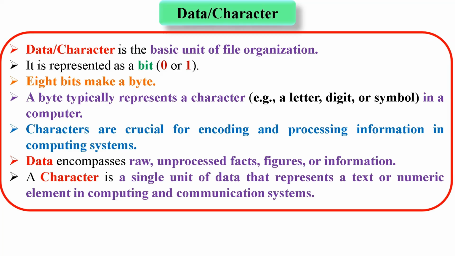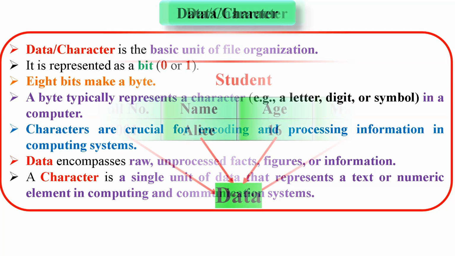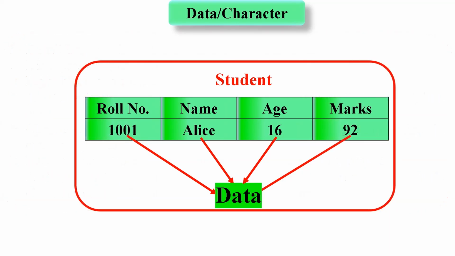Data or character. Data or character is the basic unit of file organization. It is represented as a bit, 0 or 1. 8 bits make a byte. A byte typically represents a character, for example, a letter, digit, or symbol, in a computer. Characters are crucial for encoding and processing information in computing systems. Data encompasses raw, unprocessed facts, figures, or information. A character is a single unit of data that represents a text or numeric element in computing and communication systems. In this student table, you will find the following data: 1001, Alice, 16, and 92.